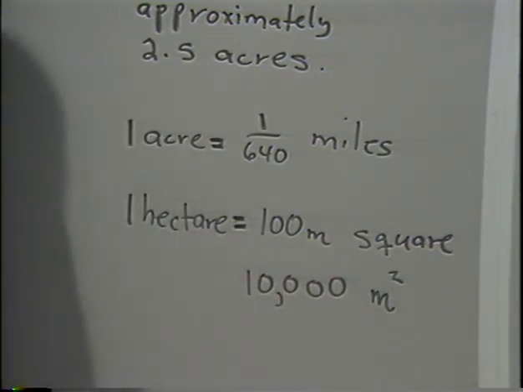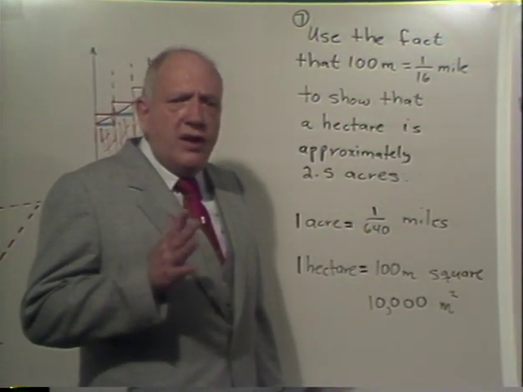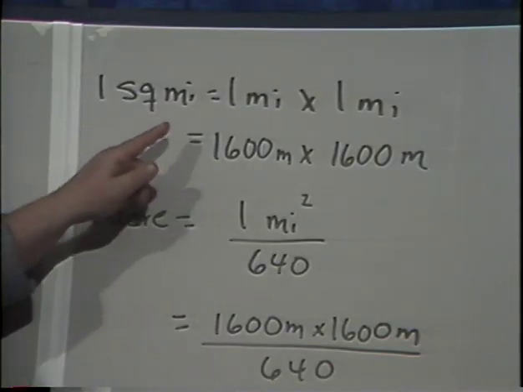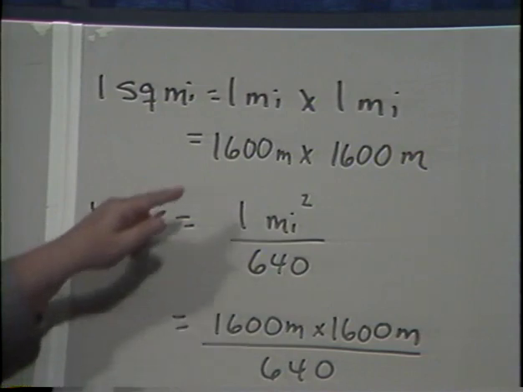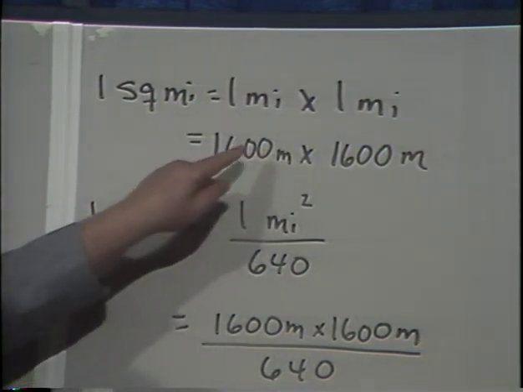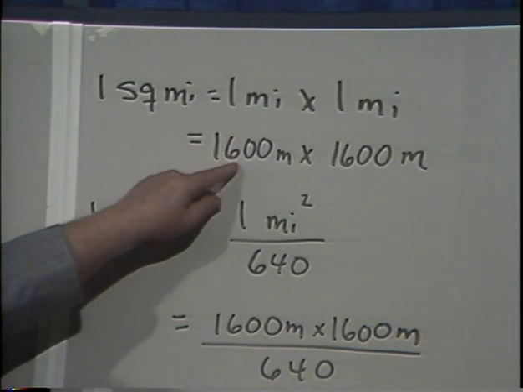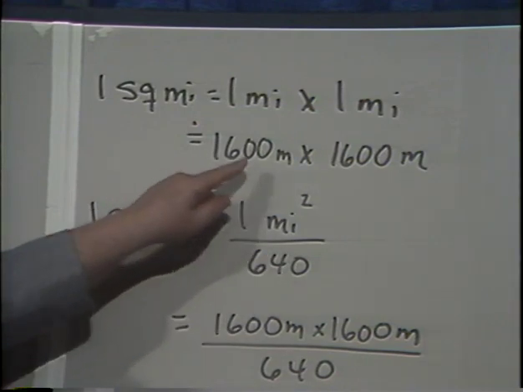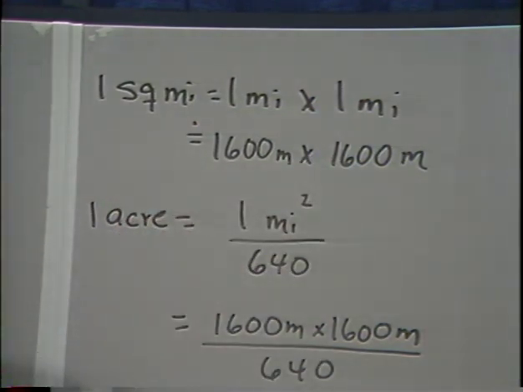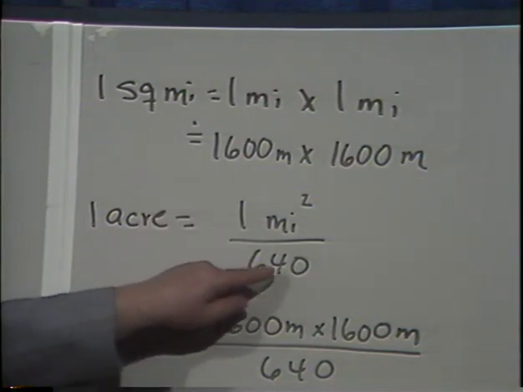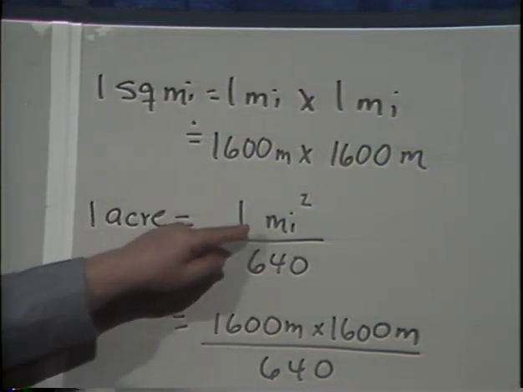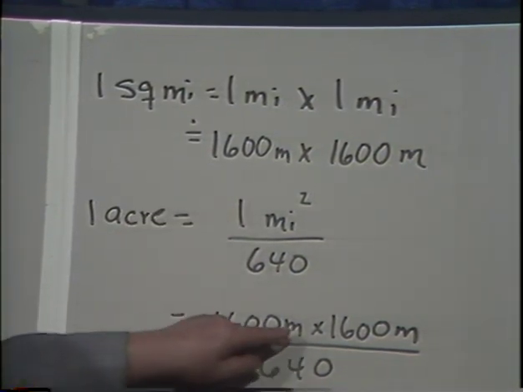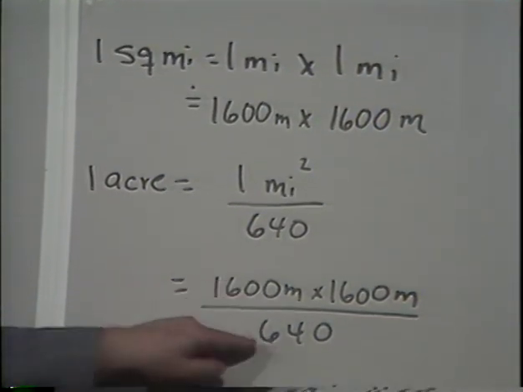And now I wanted to show you in terms of areas how easy it is to figure out what an acre is compared to a hectare. You see, let's start with a square mile. A square mile means 1 mile times 1 mile. If 100 meters is 1/16 of a mile, 1,600 meters is a mile. So we'll call that approximately a true statement. So a square mile is 1 mile by 1 mile. It's also 1,600 meters by 1,600 meters. An acre is 1/640th of a square mile. So that means if you take a square mile and divide that by 640, that will tell you what an acre is. But a square mile is 1,600 meters by 1,600 meters. So I divide that by 640.